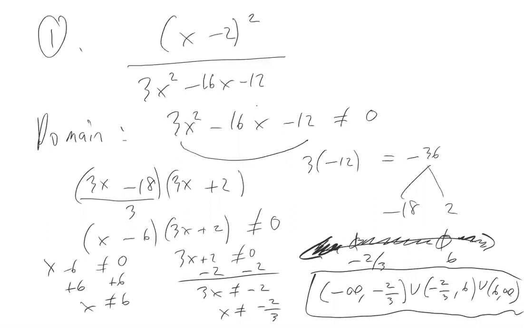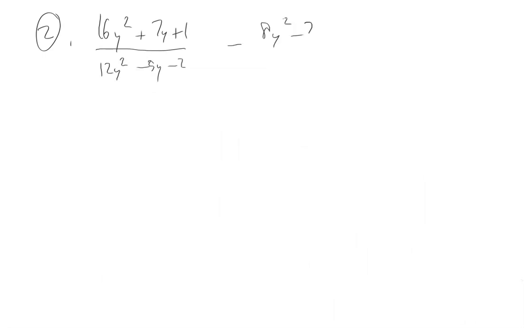Now let's go try problem number 2. Number 2 says 16y squared plus 7y plus 1 over 12y squared minus 5y minus 2, minus 8y squared minus 7y minus 2 over 12y squared minus 5y minus 2. So first of all, notice that the denominators are the same. That means that we can distribute this negative and combine the fractions together after we do that.